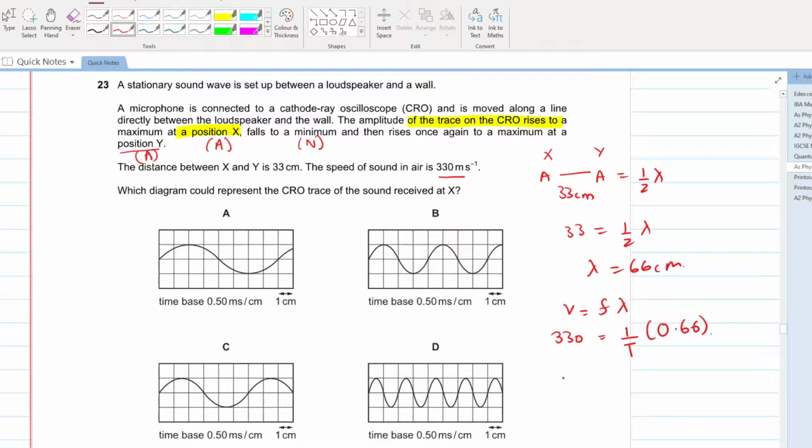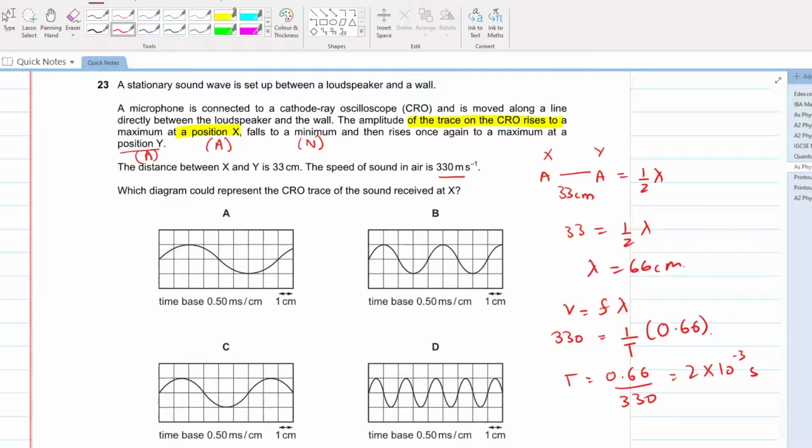Can I calculate the time period? Yes, 0.66 divided by 330. This comes out to be 2 into 10 to the power of minus 3, which is your time period. Now, what does this mean? This means that one wave should get completed in this amount of time.